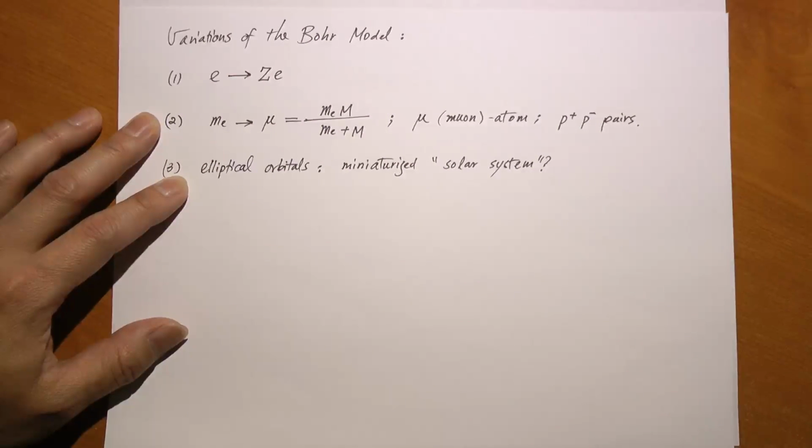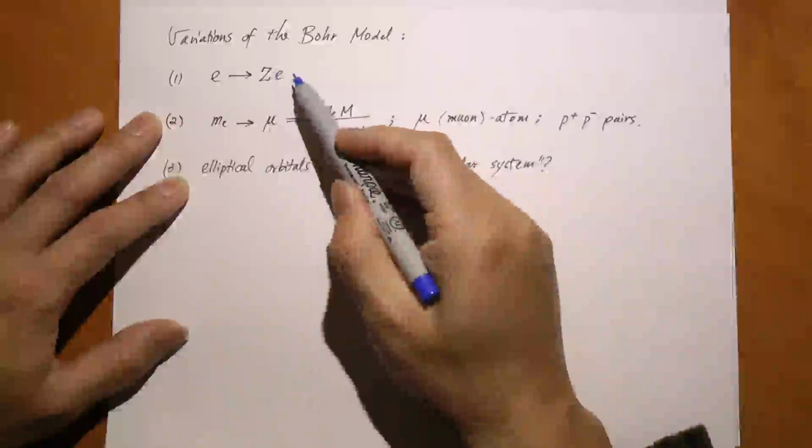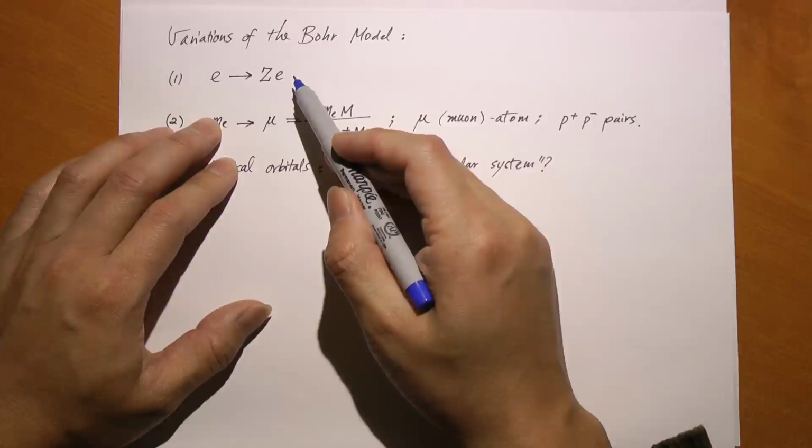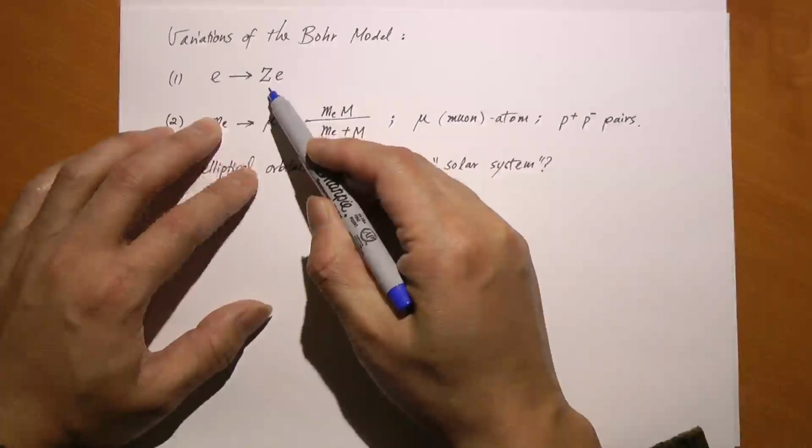The original Bohr model was for an electron going around the nucleus of the hydrogen, which has one positive e charge. There are a couple of interesting variations, an easy variation of the Bohr model, which allows us to look at things that can be solved with the Bohr model, but with a slight twist. First of all, the nucleus doesn't have to have only one positive charge. You can have a number of positive charges.